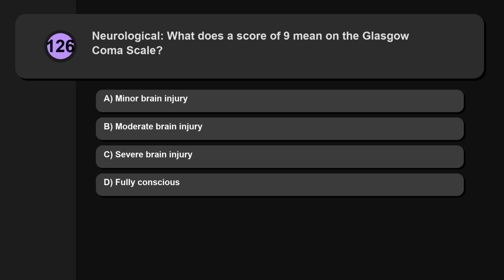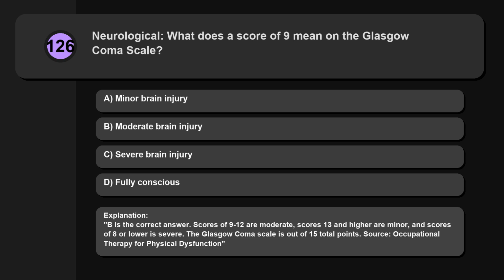Question 126. Neurological. What does a score of 9 mean on the Glasgow Coma Scale? Option A, minor brain injury. Option B, moderate brain injury. Option C, severe brain injury. Option D, fully conscious. The correct answer is option B. B is the correct answer.